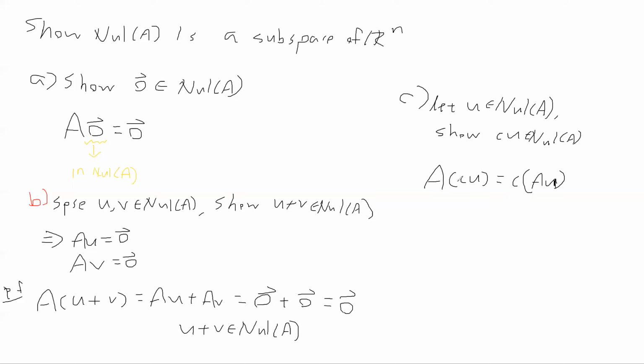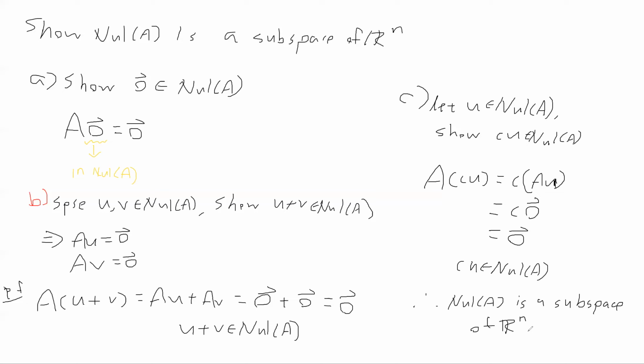Since C is just a scalar, I can apply the associative properties, which is taking the scalar C and putting it on the outside. And then we know that AU is just a zero vector, and any scalar multiple of a zero vector is a zero vector. There you go, we're done. CU is in the null space of A. Therefore, the null space of A is a subspace of Rn.